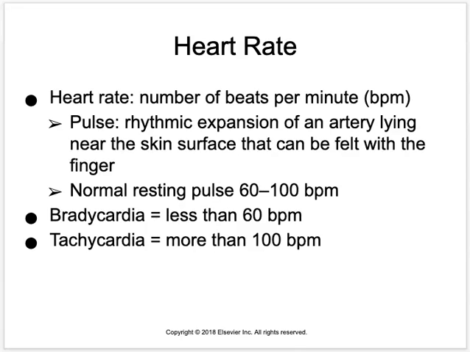Some terms that go along with our pulse or our heart rate. We have bradycardia. This is a term that means slow heart. And we define bradycardia as less than 60 beats per minute for somebody's heart rate. And then we have the term tachycardia, okay, which means fast heart. And we define tachycardia as more than 100 beats per minute for a heart rate.